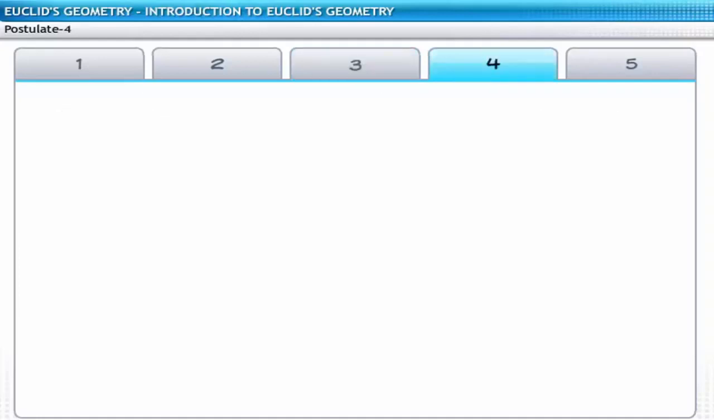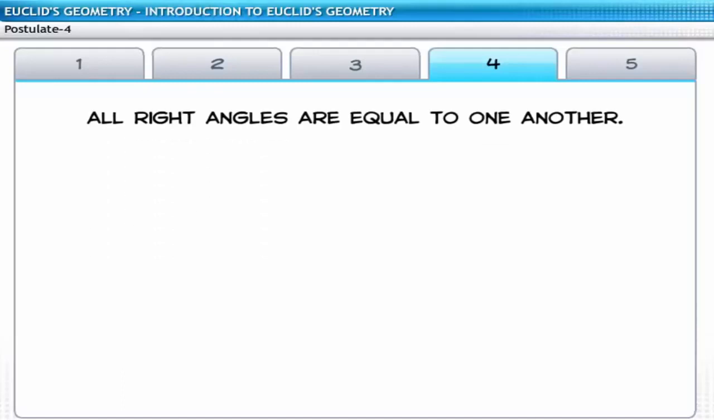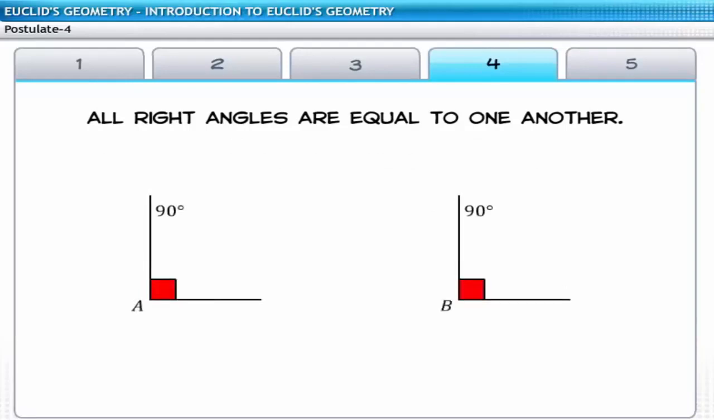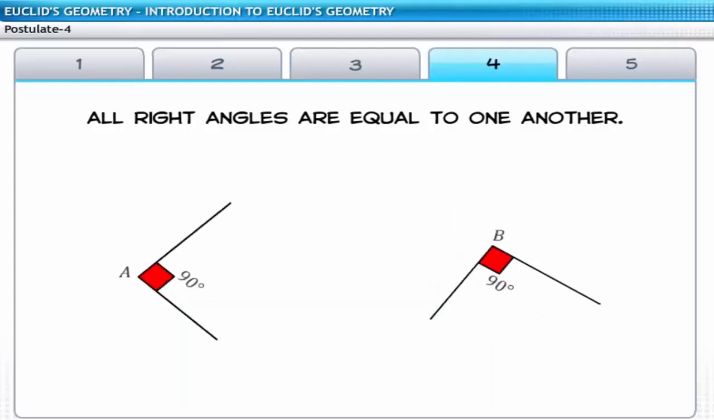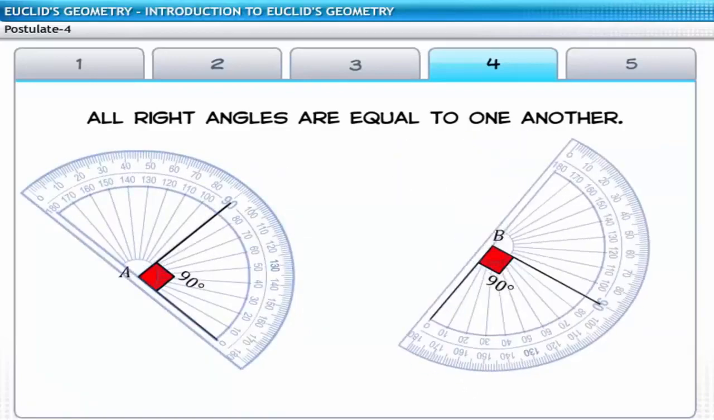The fourth postulate states that all right angles are equal to one another. In order to understand the postulate, we will consider 2 right angles, A and B. Angle A is equal to angle B since both are right angles. Let us arrange the angles in such a way that the orientation of the angles change. You can observe that even after the change in orientation, angle A is equal to angle B.